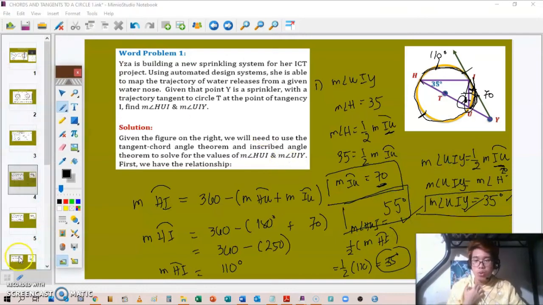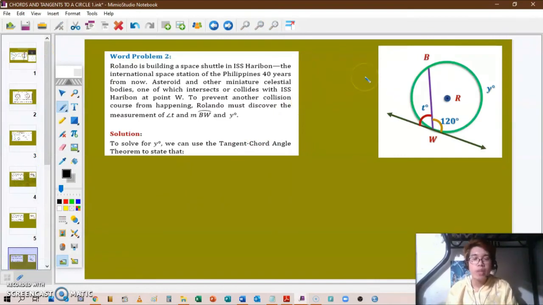Okay, so let's go to our next problem. Rolando is building a space shuttle in ISS Haribon, the International Space Station of the Philippines, in 40 years from now. Asteroids and other miniature celestial bodies, one of which intersects and collides with ISS Haribon at point W, are seen in the image on the right. To prevent another collision course from happening, Rolando must discover the measurement of angle T and the measurement of arc BW, and also the measurement of angle Y here.